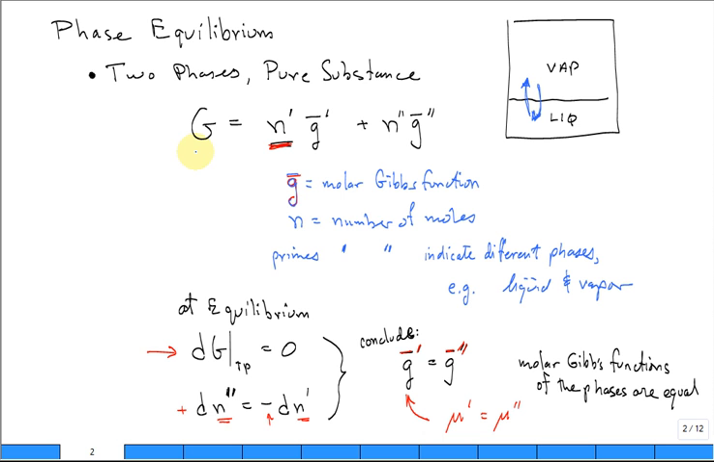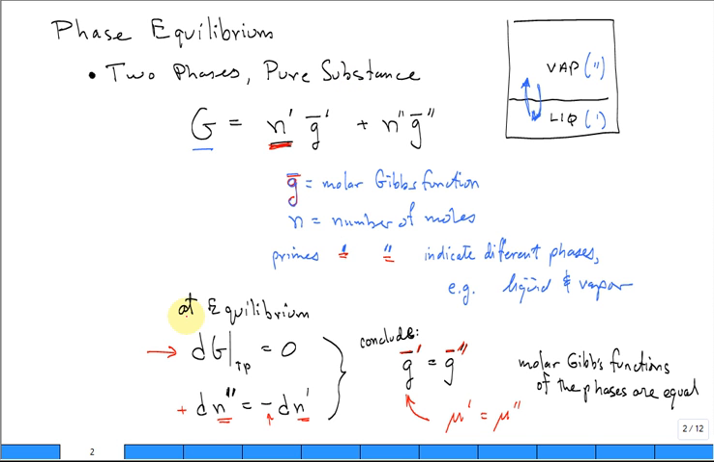So we have the Gibbs function. It's made up of how much is in this phase. They use this prime and double prime, maybe the vapor is double prime and the liquid single prime, but it indicates the different phases. So the amount in that phase times the molar Gibbs function, plus the amount in the other phase times its molar Gibbs function, is the total Gibbs function for a pure substance having two phases. So that's what the primes indicate, different phases.